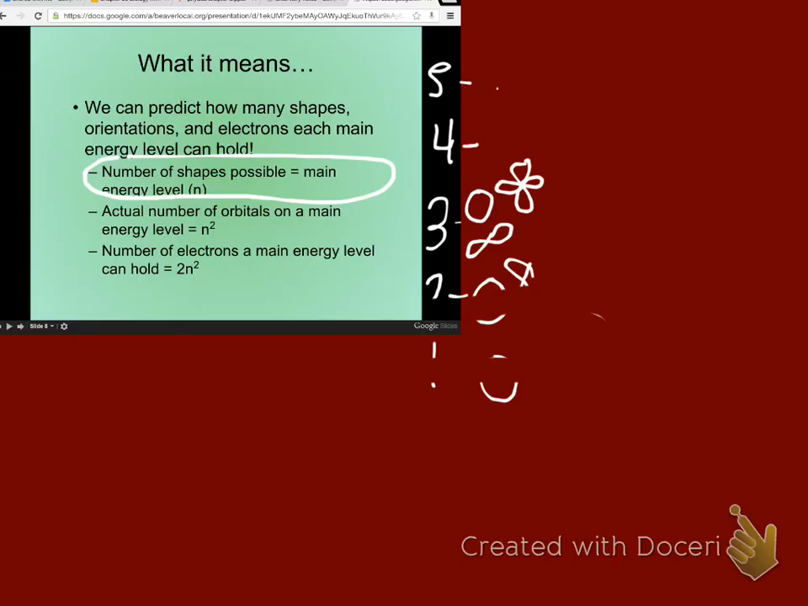But what did we say about how many actual orbitals there are? We said that if there's more than one orientation for that orbital, then we'll have more than one of it. So for the s orbital, how many orientations are there? Just 1, so there's only one s orbital. So the first main energy level has 1 shape, and how many actual orbitals? Just 1.